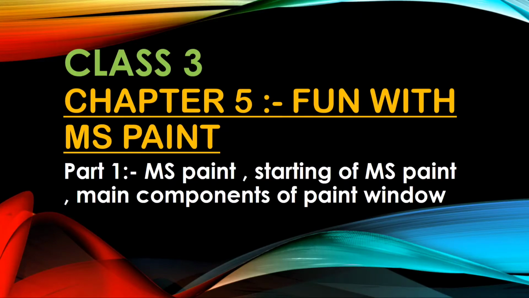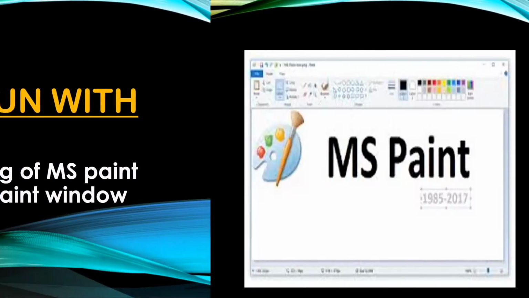As we know, we have completed till chapter 4, and I hope that you have seen all the videos till chapter 4 and solved all the worksheets. So today we are going to start chapter 5, that is Fun with MS Paint. This is part 1 of chapter 5, in which we will learn about MS Paint: starting of MS Paint, and main components of the Paint window.